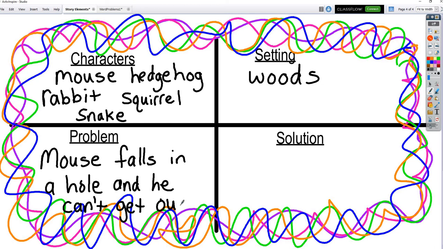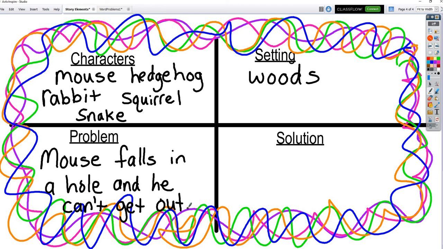All clear. All clear. That just means everybody that went outside for the fire drill can come back in. Since we didn't go outside, we're good. Let's keep going. Alright, so Mouse falls in a hole and he can't get out. That's definitely a problem. So remember, the solution is how does it get solved? How do they fix it?